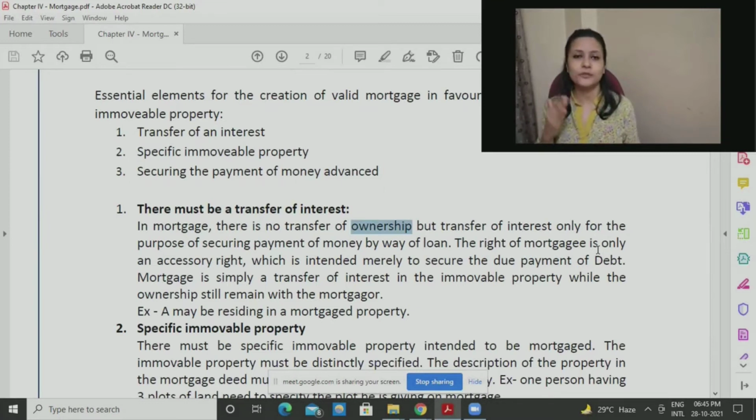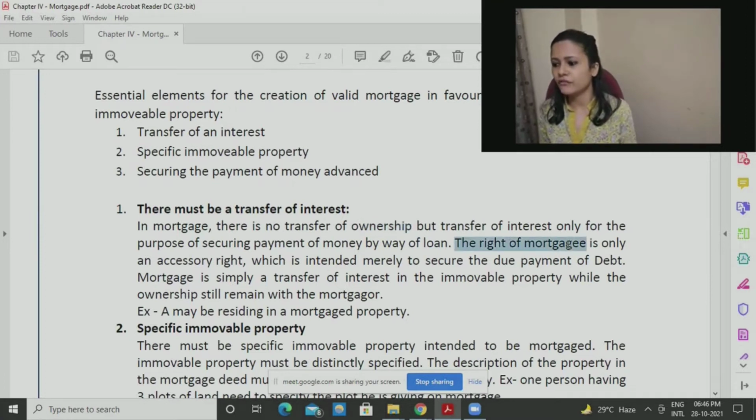You can have possession of this property, but then you cannot sell it. You cannot give it to another person on lease. There will be some other restrictions, as it's not ownership that is given to the person, but it might be simply possession or a right to enjoy the property. So that is the first thing which we have, transfer of interest, and it will be clearly defined in the mortgage deed what all interests are being transferred, what all this person can do, what are his rights and obligations.